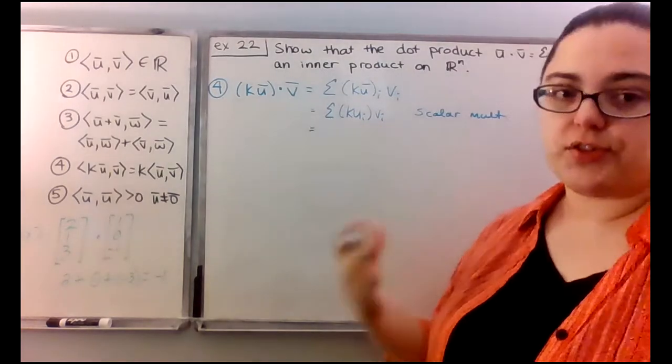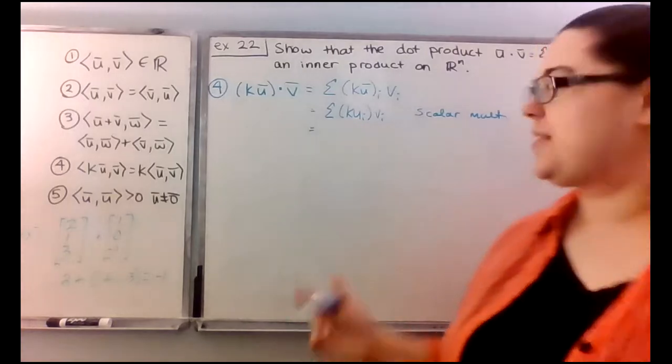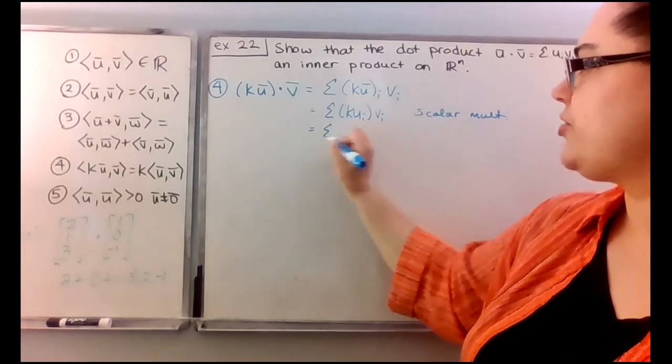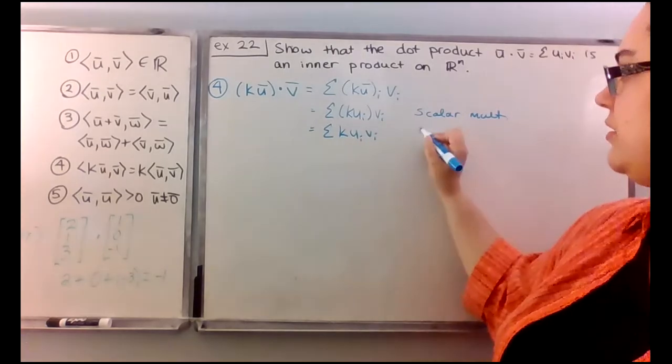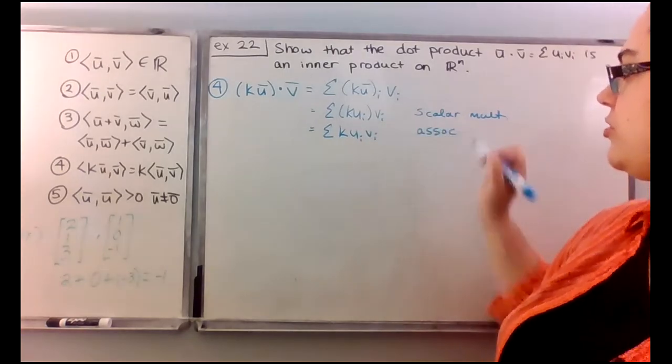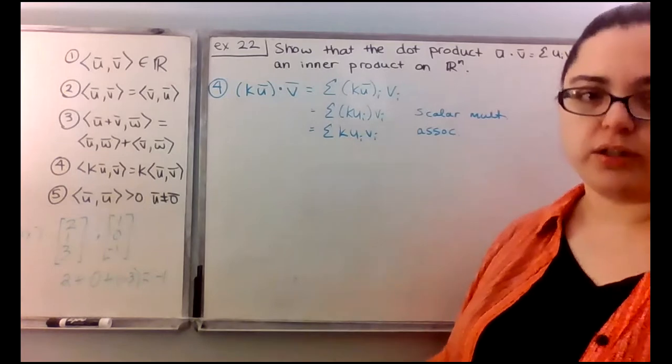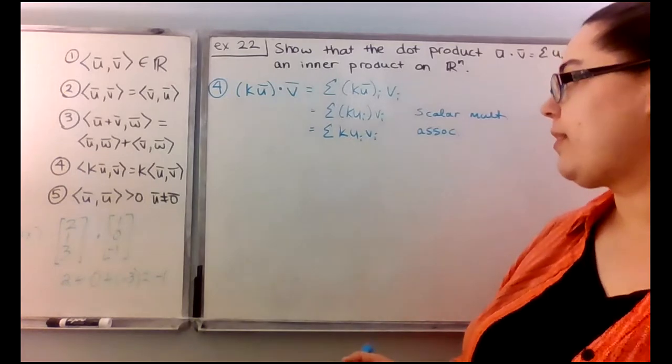And because of associativity, I don't need to put those parentheses around the product. So I can just write this as k u_i v_i. So that's the associativity of real number multiplication.